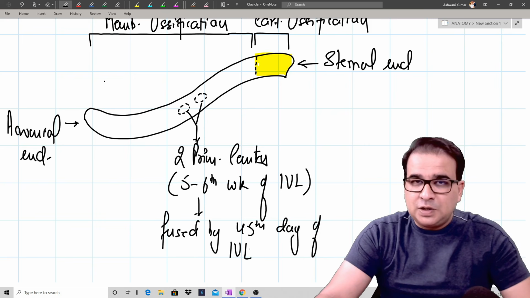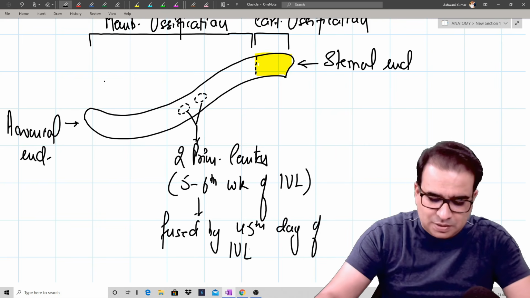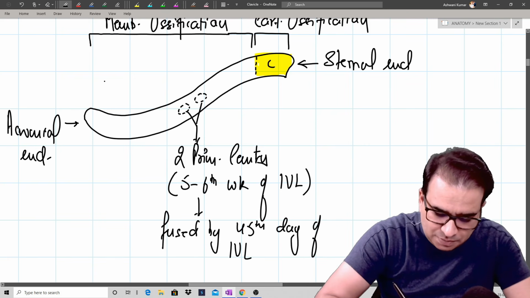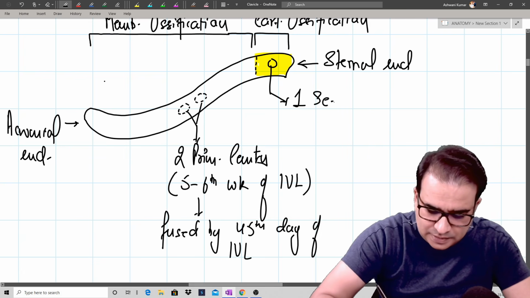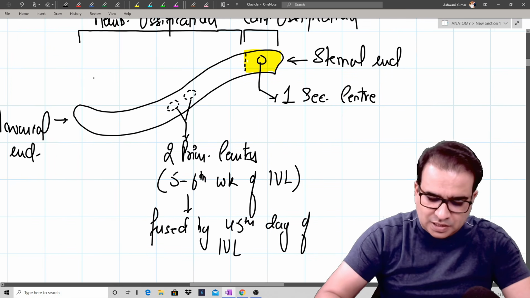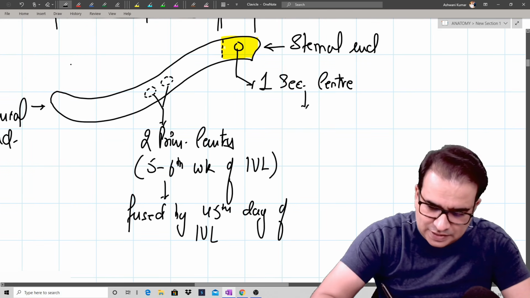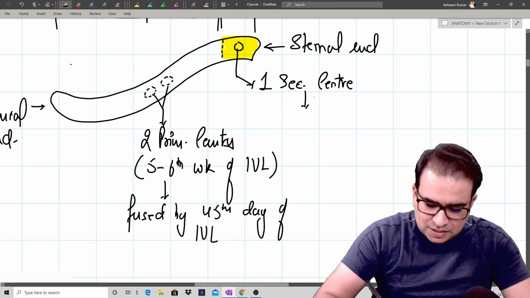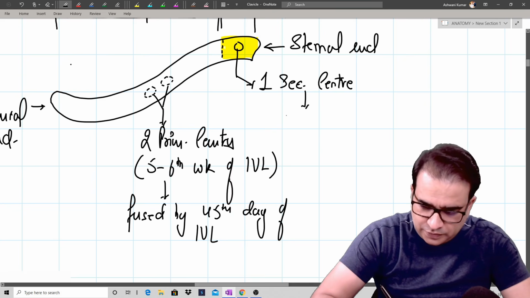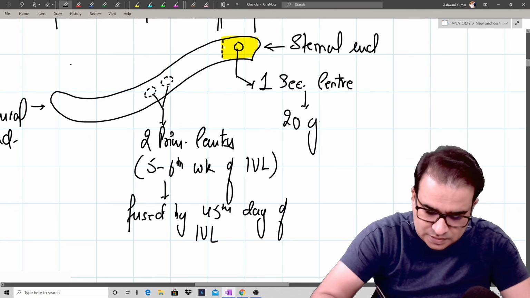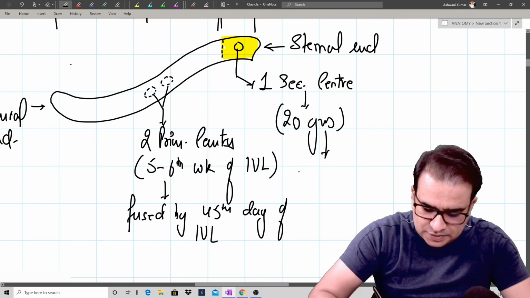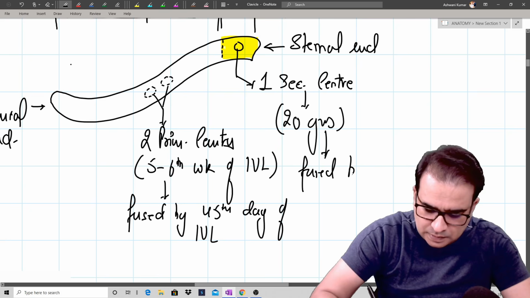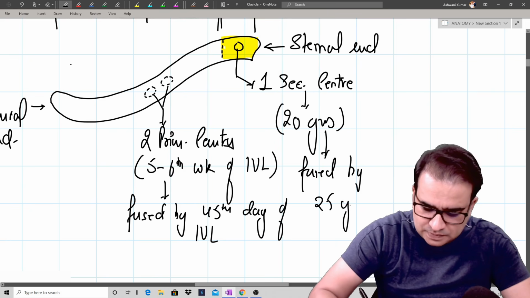Secondary center of ossification, the one center which is definitely present is toward the medial end. So we have one secondary center for this sternal end or medial end. This secondary center appears at the age of almost 20 years of postnatal life, and it is fused by the age of 25 years.